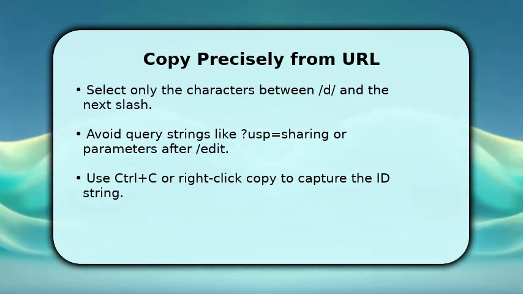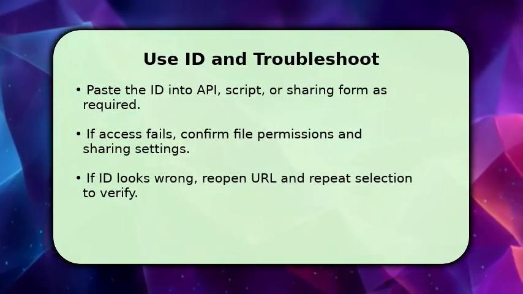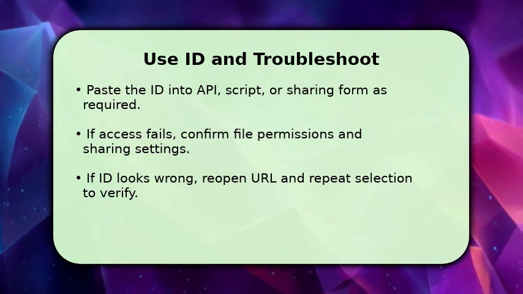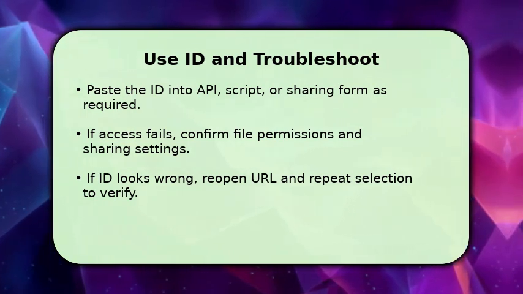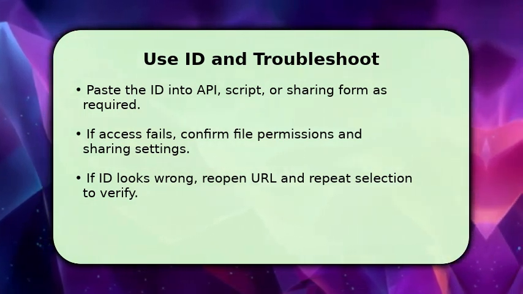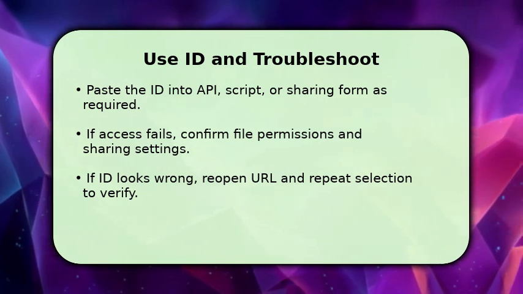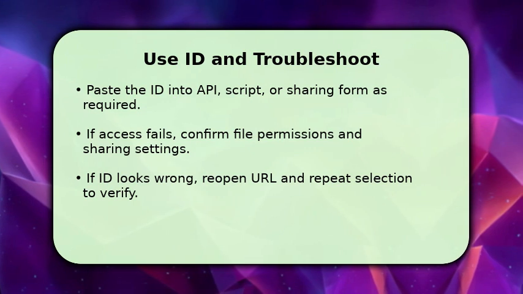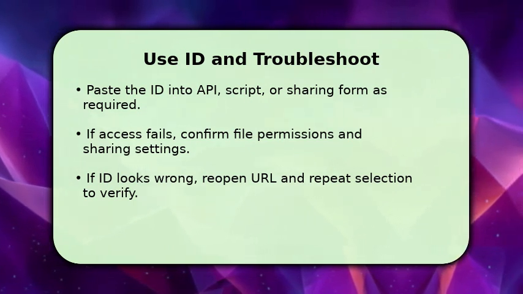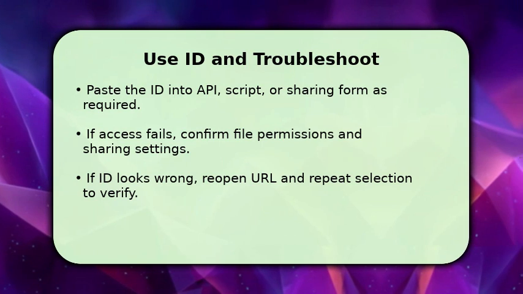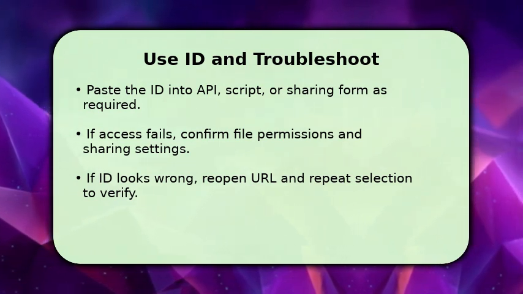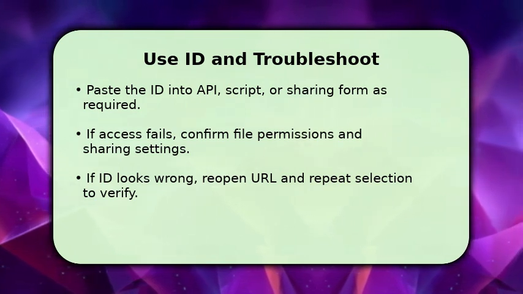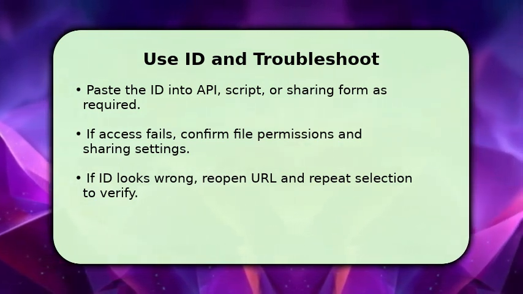Finally, paste the sheet ID into your script, API client, or sharing dialog where requested. If you encounter an access error, make sure the file's sharing settings permit your account or the API service to view the document. Adjust link sharing to anyone with the link if needed. If results still fail, double-check the ID by reopening the sheet and reselecting the segment between /d/ and the next slash. Typos or extra characters are the usual culprits.